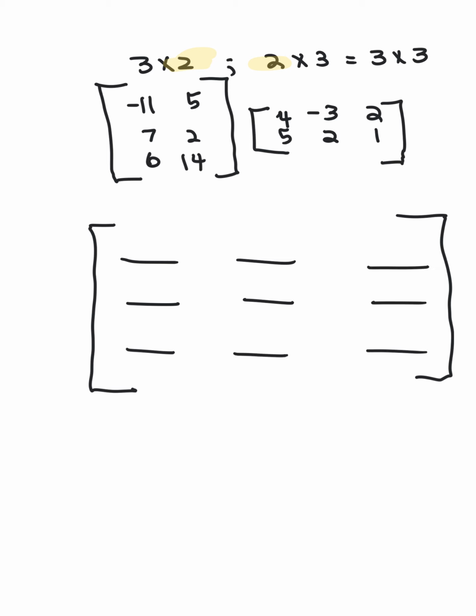And we can treat this the same way as we did before. This is row 1, column 1. So I'm going to multiply row 1 times column 1, which is going to be negative 11 times 4 plus 5 times 5. This is row 1, column 2, so I'm multiplying row 1 times the second column. This is row 1, column 3. I'm going to multiply row 1 times the third column.